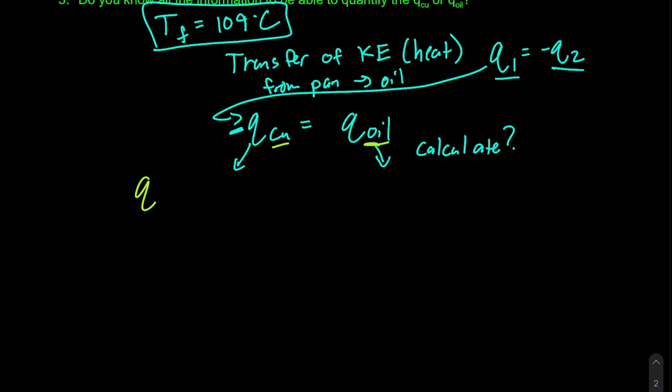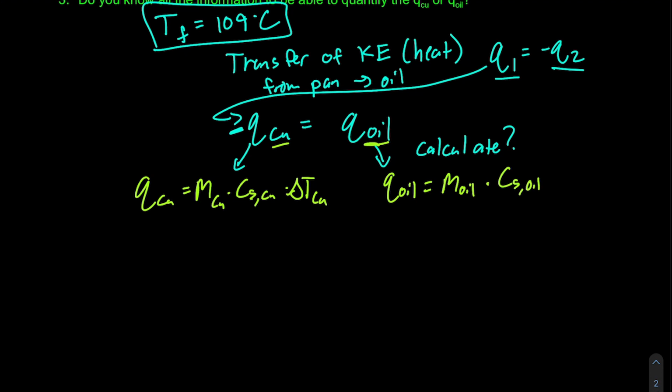So we could say the Q of our copper is going to be equal to the mass of the copper, the specific heat of the copper, and then the change in temperature the copper undergoes. Likewise, we know the Q of our oil is going to be equal to the mass of the oil, the specific heat of the oil, and the change in temperature the oil undergoes.